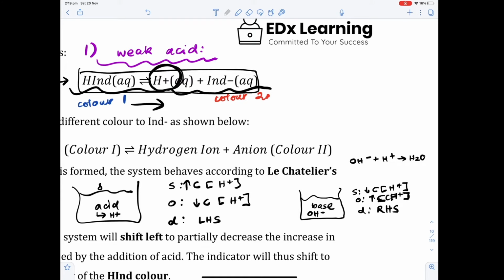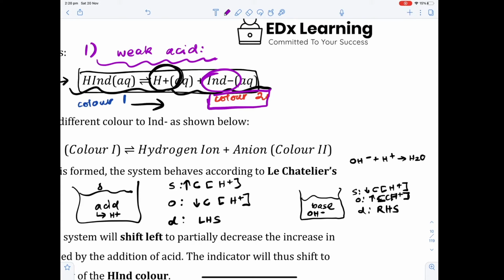So look at what color this indicator would become now. Since we shift to the right, we make more Ind minus, which is what color? Red, more reddish. Very good. Exactly. So now in a basic solution, your indicator is going to light up red. It's going to go from purple to red. Do you see how indicators are working now, everyone?